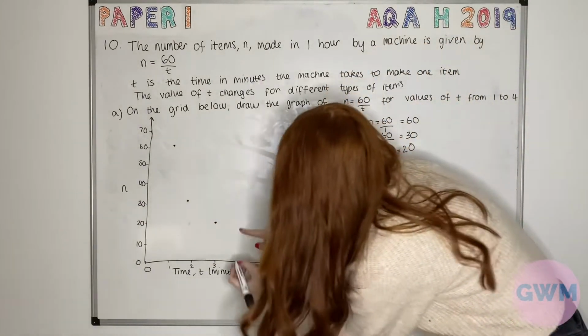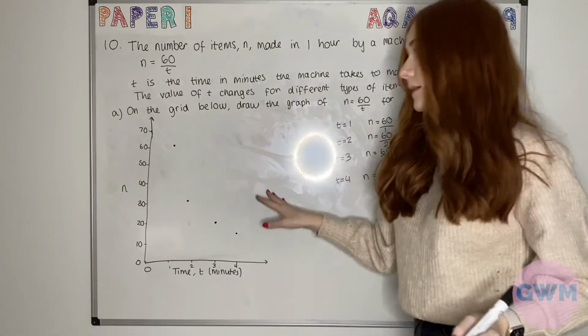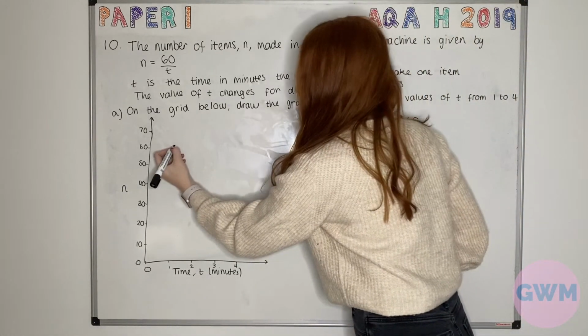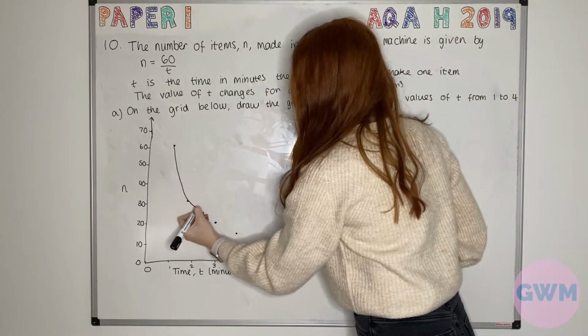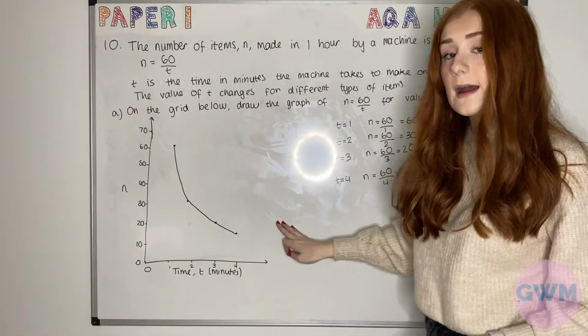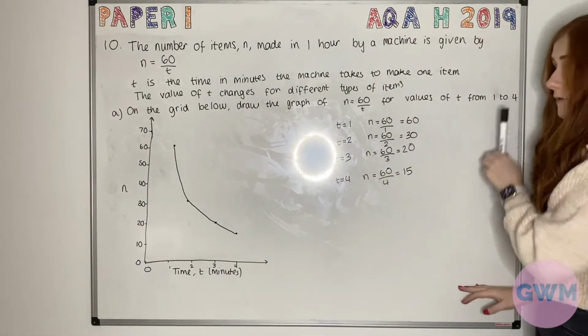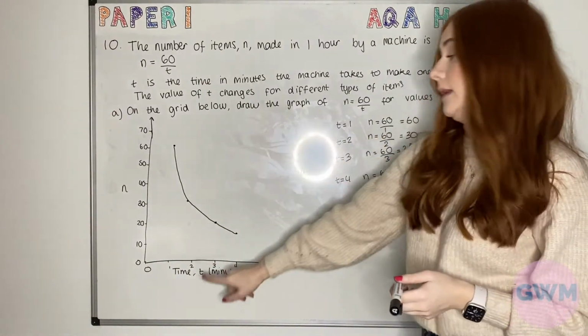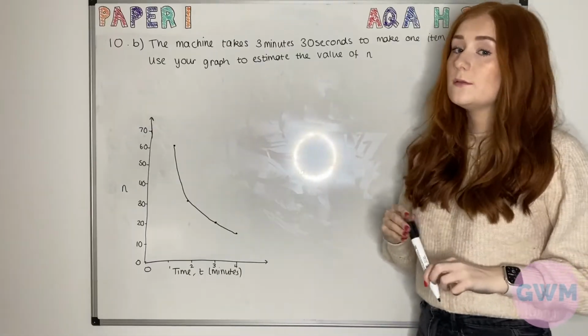So it's approximately there. And then because it wants a graph, we need to draw in the lines. So you want some kind of curve that goes through all your points. Don't extend it either side because it says from 1 to 4, so it needs to only be between those limits of t. 10b now is a follow-on from this question.